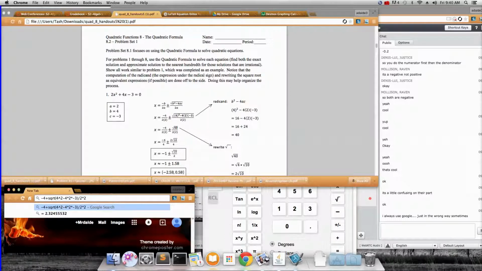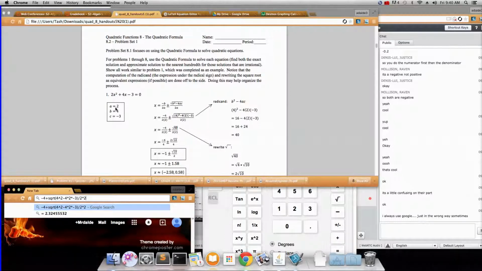All I did was plug this into -b plus or minus, or in this case I only used the plus. -b plus the square root of b squared minus 4, or minus 4 times a times c. Maybe I should put parentheses around this thing right here. Divided by 2 times a, and in this case a was 2. So if I press enter, will I get the right answer? That's my question for you.